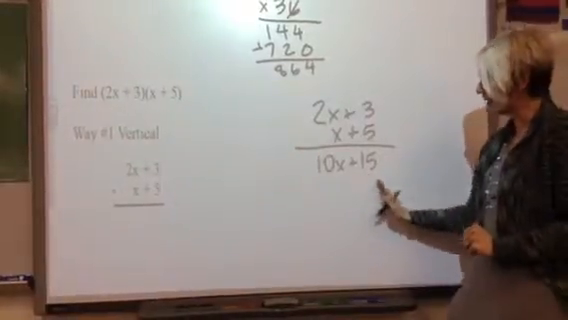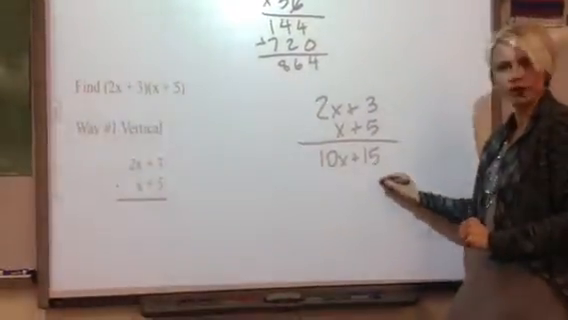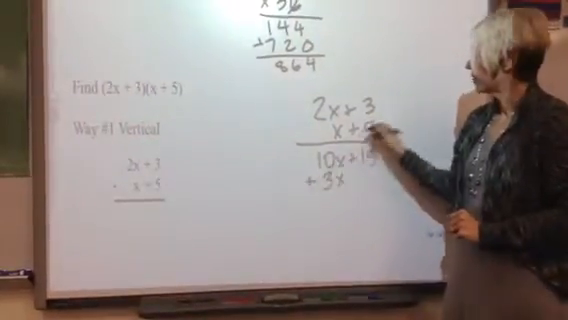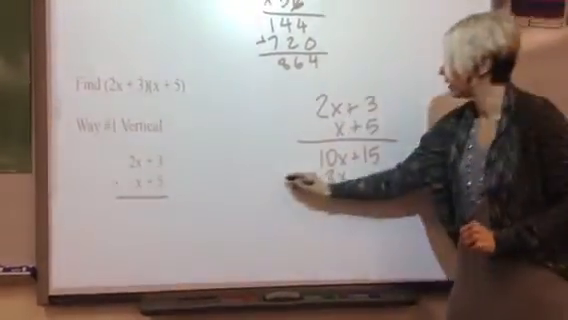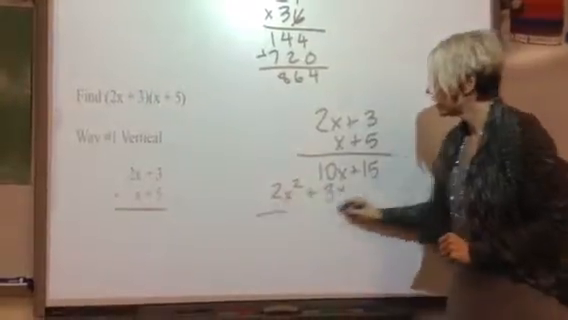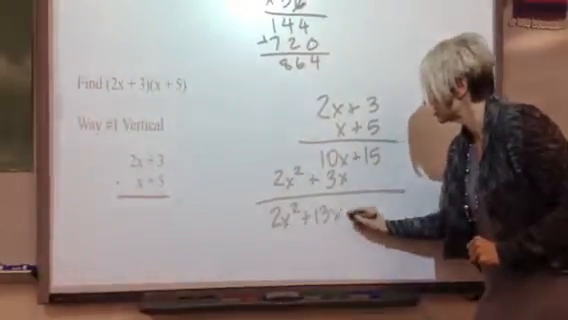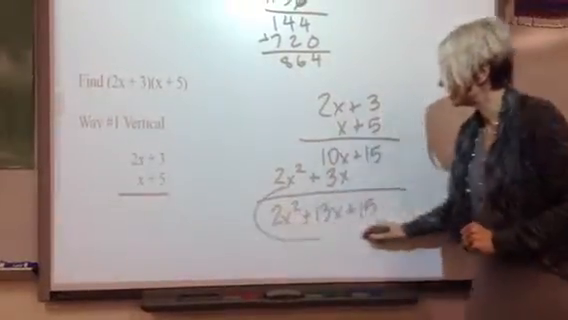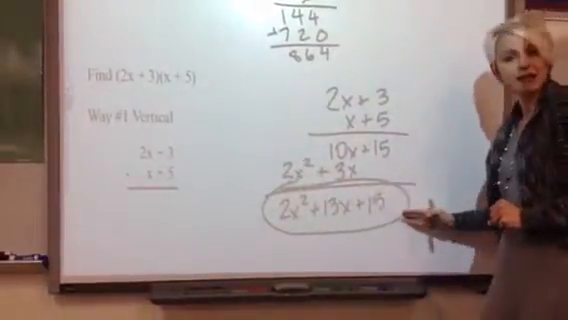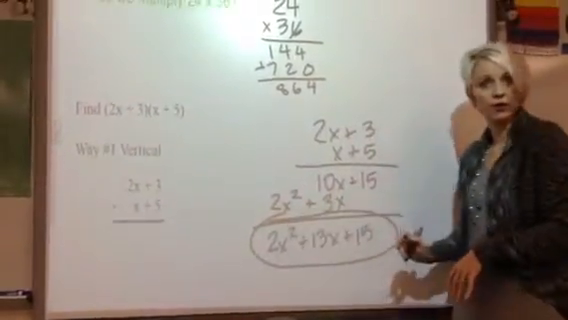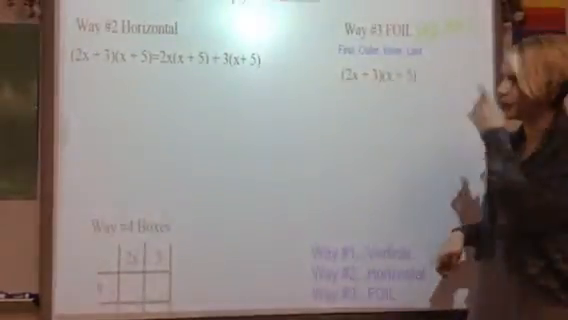We skip that 0 right here. If you wanted to put a 0 there, you could. 3 times x is 3x. We have a positive there, and then we have x times 2x, which is 2x squared. So as you add, you have 2x squared plus 13x plus 15, and it is in the descending order that we need. So it's already in the order we want. So once again, this is vertical method. I'm going to show you some other methods.